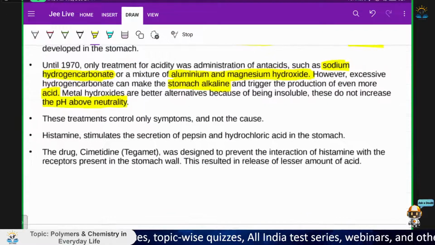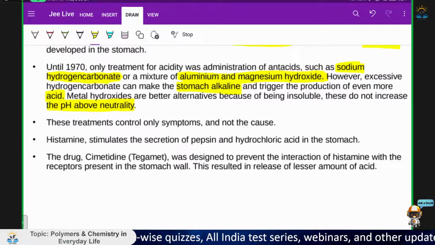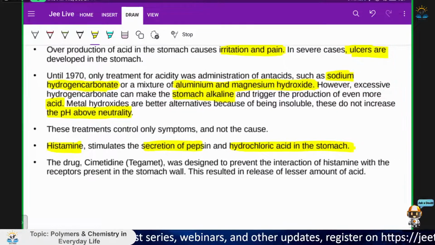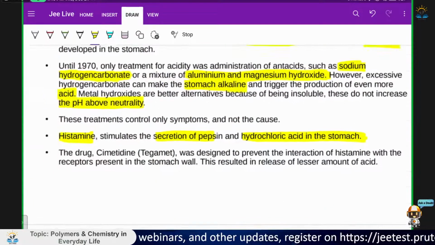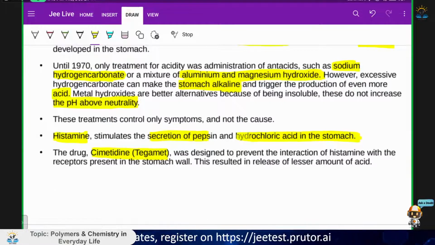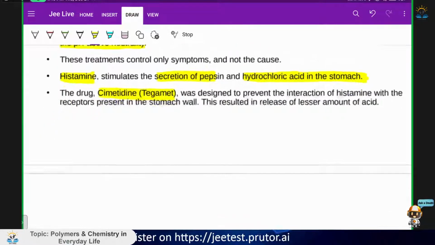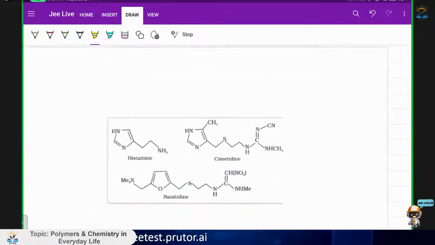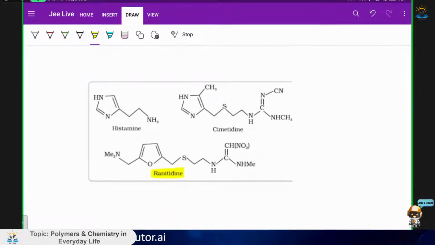This production of acid in the stomach is caused by histamine. Histamine stimulates the secretion of pepsin and HCl in the stomach. So a drug was discovered called cimetidine, otherwise known as Tagamet. It blocks histamine from binding to the receptors and thus inhibits the production of hydrochloric acid. After cimetidine, another drug was discovered, which is called ranitidine. These two are antacids, and the structure of the histamine molecule is also given here.